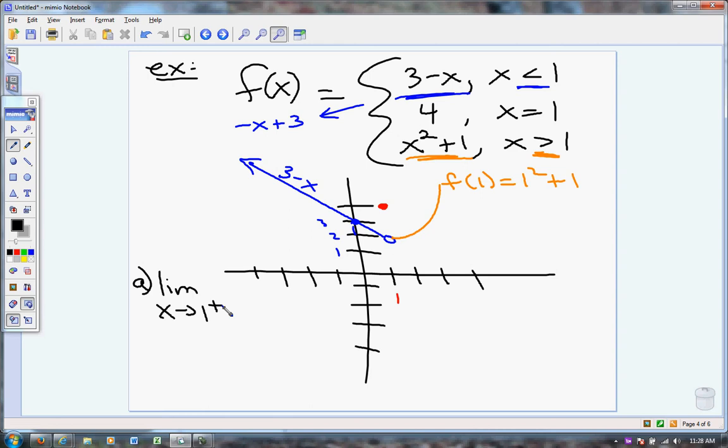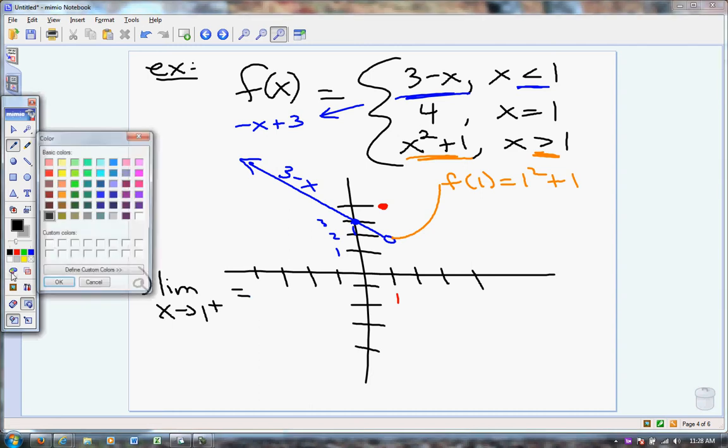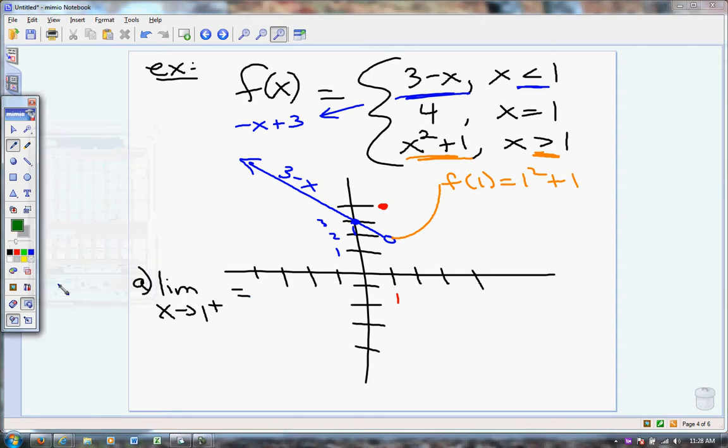I'm not going to write f of x. You know it's going to be there. What is the limit of this function as x approaches 1 from the right? As we approach from the right, isn't it 2? As we approach 1 from the right, doesn't it approach 2?